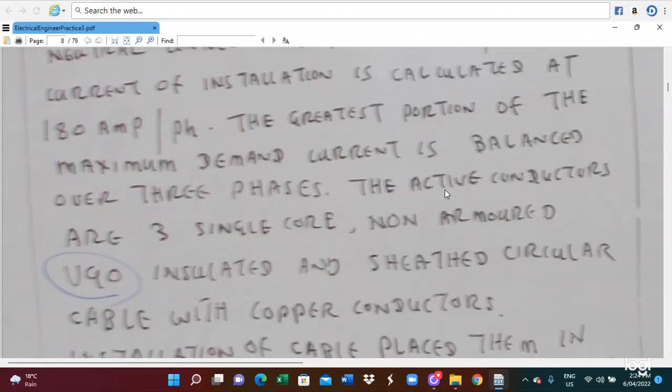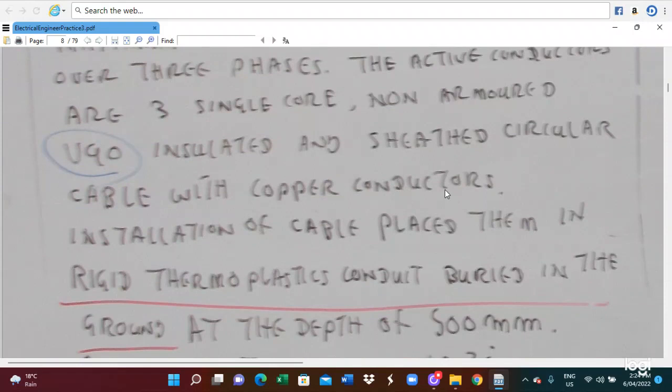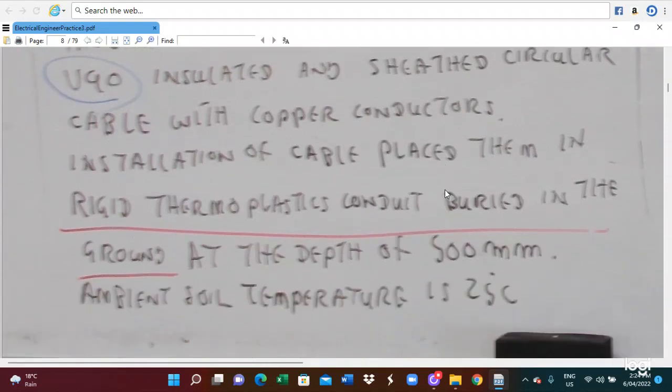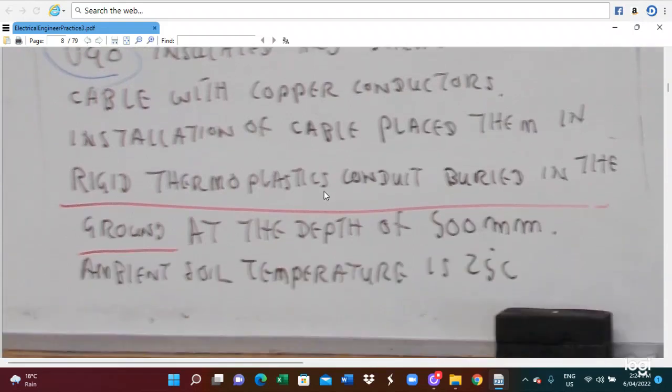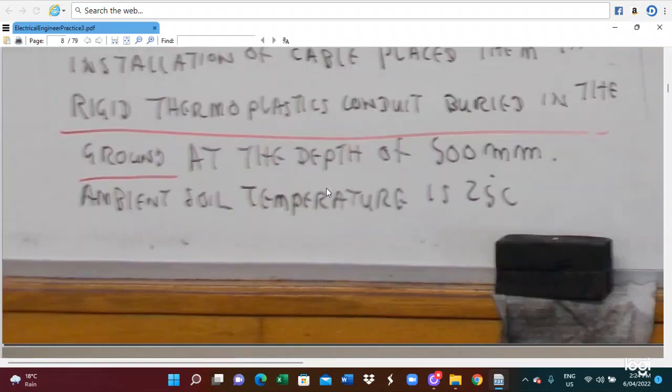The active conductors are 3 single core non-armoured V90 insulated and sheathed circular cables with copper conductors. The cable is installed in rigid thermoplastic conduit buried in the ground at a depth of 500 millimeters, at an ambient soil temperature of 25 degrees centigrade. So this is the electrical problem on cable.